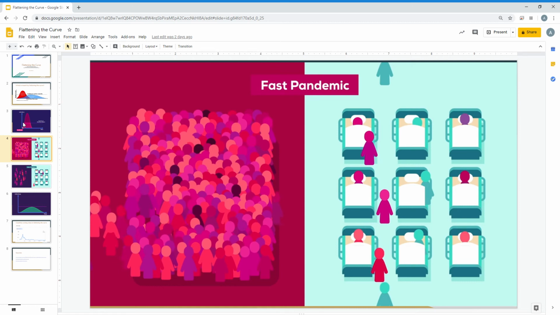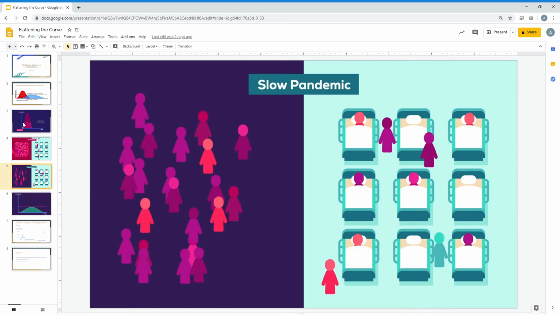There will not be enough resources to go around, and decisions will have to be made about who gets help and who doesn't. The image here demonstrates how a fast pandemic will look. Lots of people will be left untreated, and due to the healthcare system being overwhelmed, only some will be treated. To avoid this, we need to flatten the curve by practicing social distancing and good hygiene. This will result in a slow pandemic.